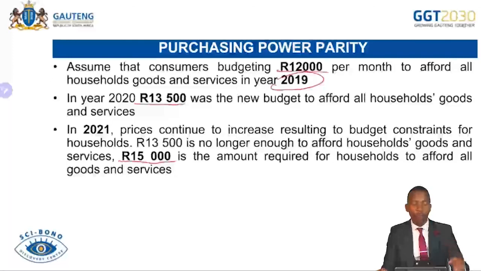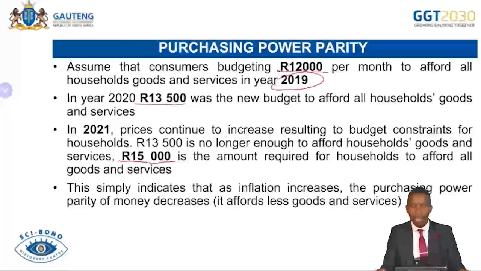Now, if the consumer brings 13,500 to afford the same goods that he or she used to afford in the previous year, the consumer cannot afford those goods because prices have increased significantly. The money has lost its buying power. So, 15,000 is the amount required for a household to afford all goods and services. This simply indicates that as inflation increases, the purchasing power parity of money decreases. It affords fewer goods and services.